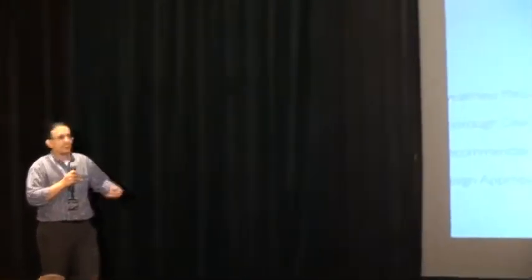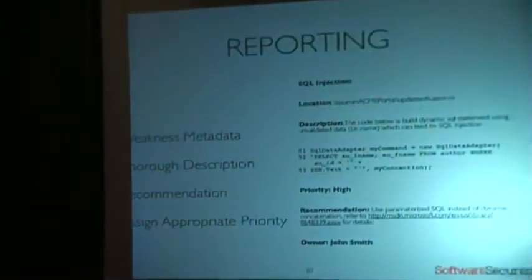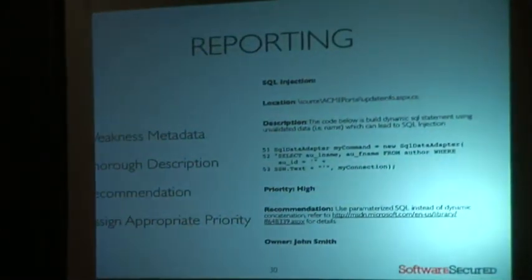So for example, you need to provide the weakness metadata, like how can the developer find it, where to find it, where exactly does the problem happen. And a thorough description. What is the problem? It's building a dynamic SQL statement using unvalidated data. And what is the unvalidated data? Here, it's SSN.text. And a recommendation, a good recommendation.